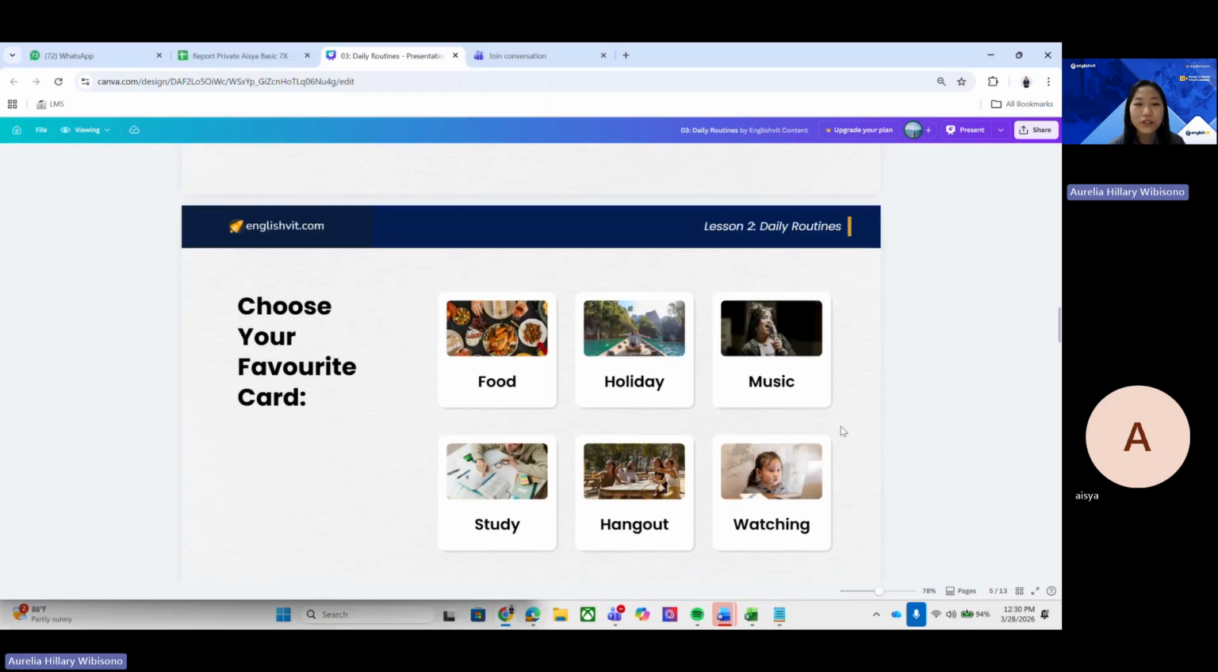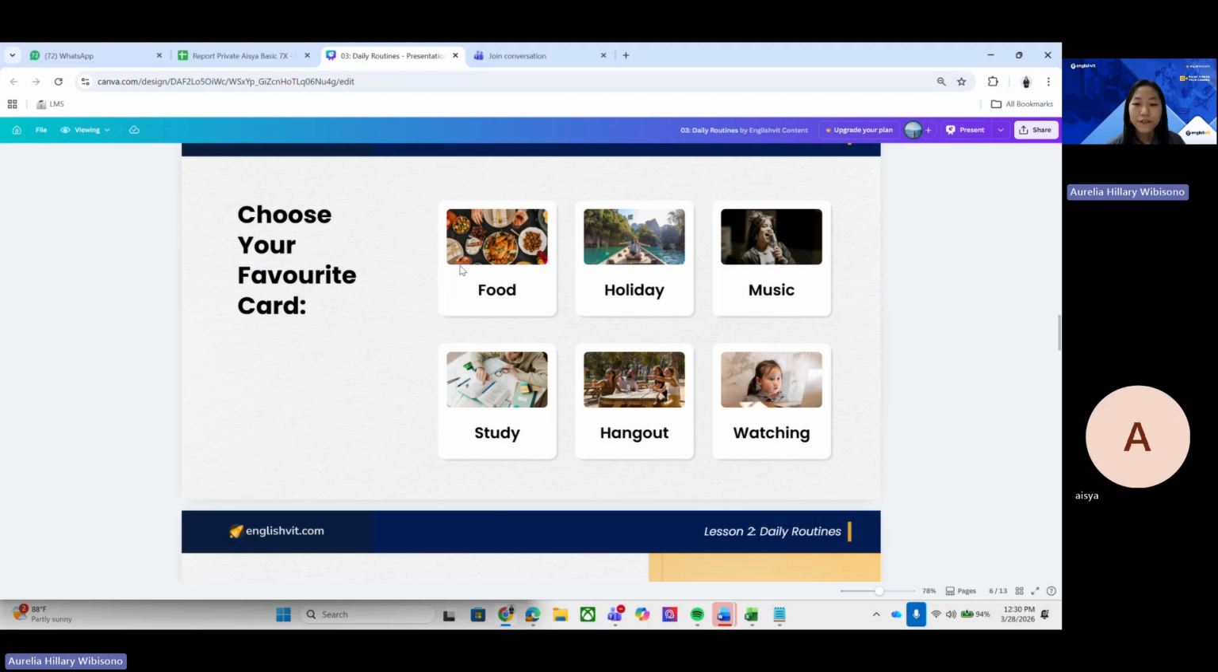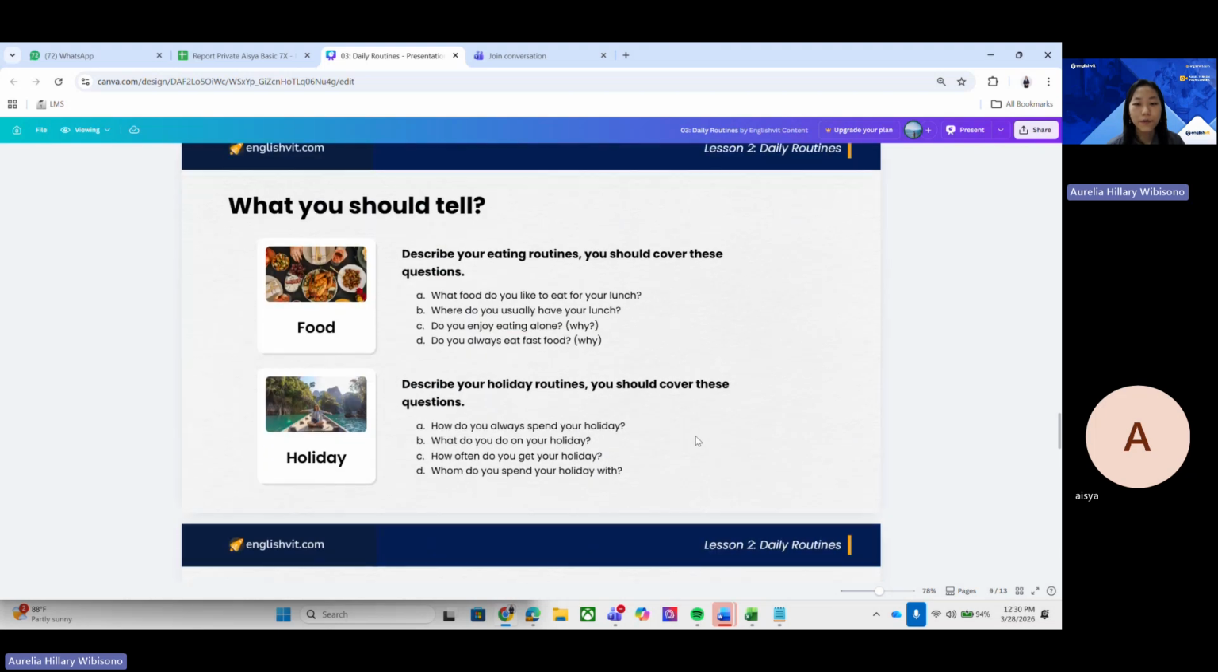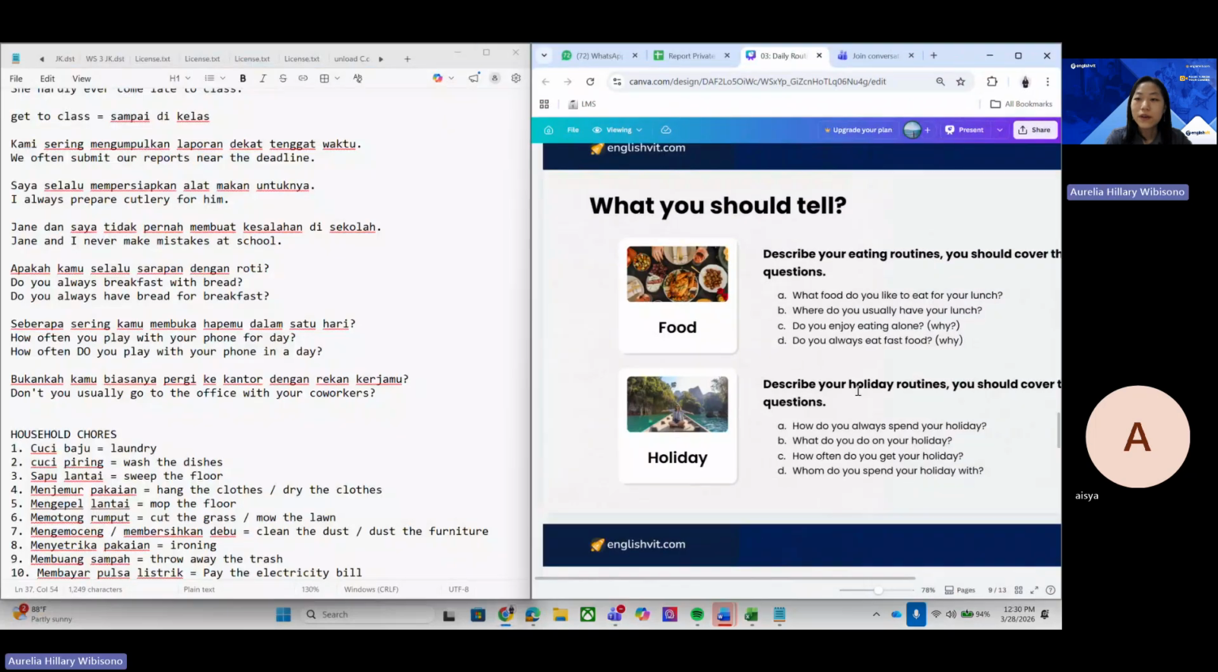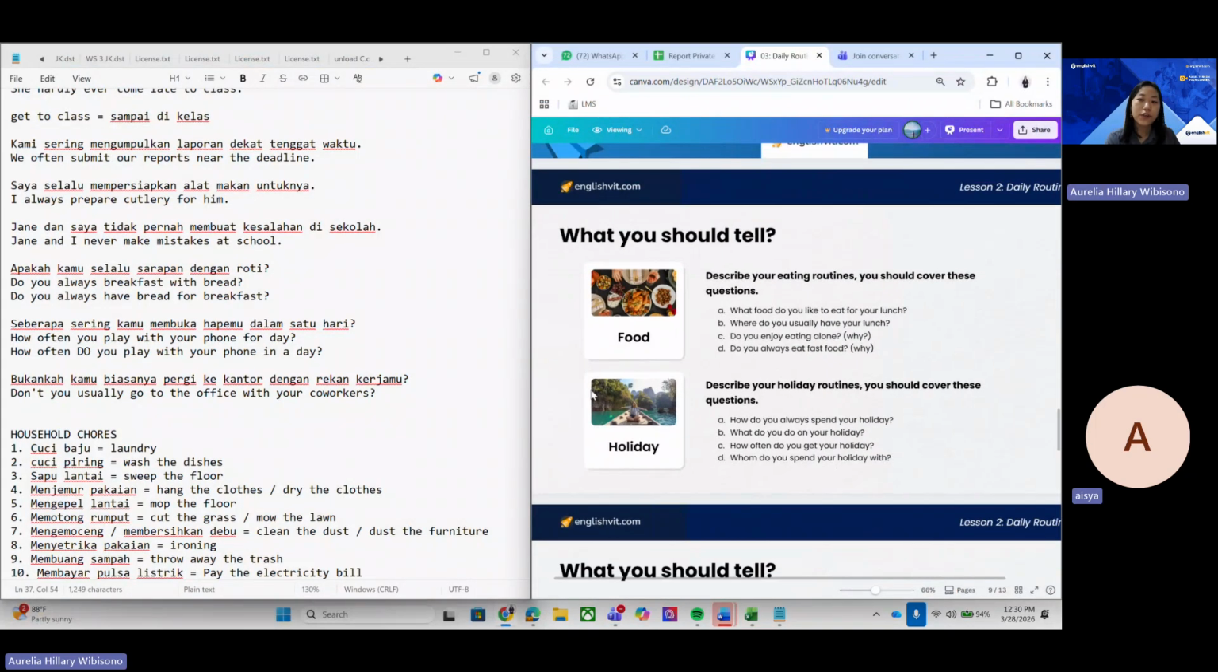And right now, let's continue to these topics: food, holiday, music, study, hangout, and watching. I want to know your answers to these questions, and you can try to answer them when I ask you one by one. If I ask what food you like to eat for lunch, you can mention what kind of food you like. For example, I like chicken rice, or I like chicken noodles for my lunch. And you can explain why. Don't answer in only one sentence, but try to add more to your answer.